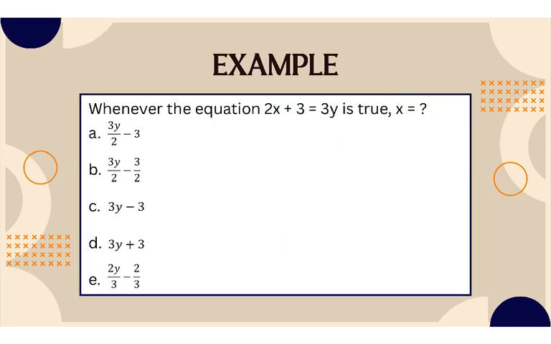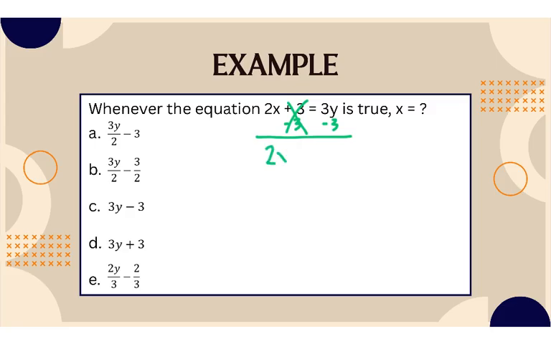Let's look at our next example. It says whenever the equation 2x plus 3 equals 3y is true, that means x equals question mark. So we have a y, we have an x. In this case, what it's asking us is to solve for the x. The y is already on this side, so I'm going to move this 3 over this side with the y and work on getting that x by itself. We're going to subtract 3 from both sides. Again, inverse operations. Gets rid of it here.